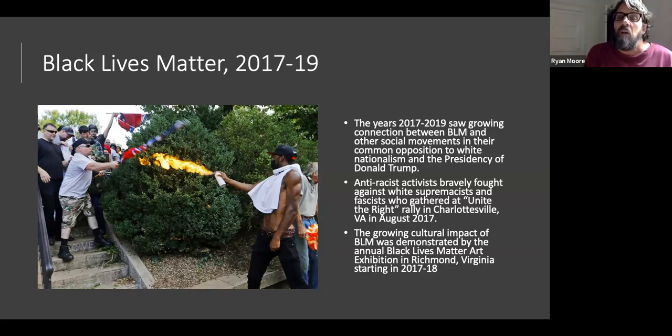We're also in this time beginning to see again the ways that Black Lives Matter is making an impact, not just in people's awareness of the police, but a growing cultural impact, that's demonstrated by things like the annual Black Lives Matter art exhibition that has been taking place in Richmond, Virginia, starting in 2017.